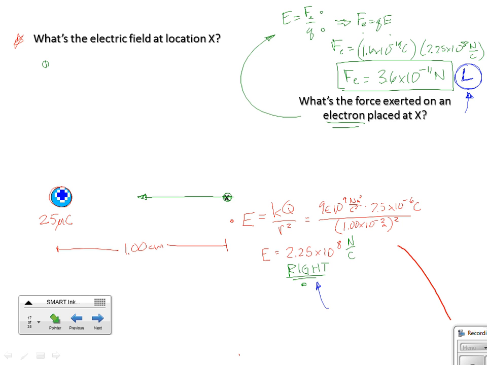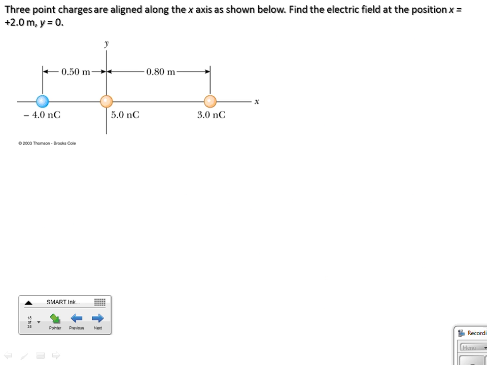Okay, slightly more labor intensive. Let's find the electric field at position x 2 meters, y 0. So that's like out here. Let's just call it position x. That's not a charge. That's a location in space. I'm going to color code here. We do have this one as blue. We'll make this one red. We'll make this one green. Let's find the net electric field at this location here.